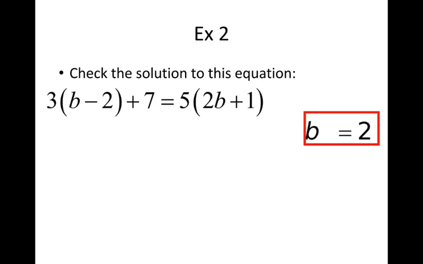So substitute that 2 in for B. Simplify both sides. This one you're going to have to simplify the left and the right side. And then see if you get the right thing on both sides.